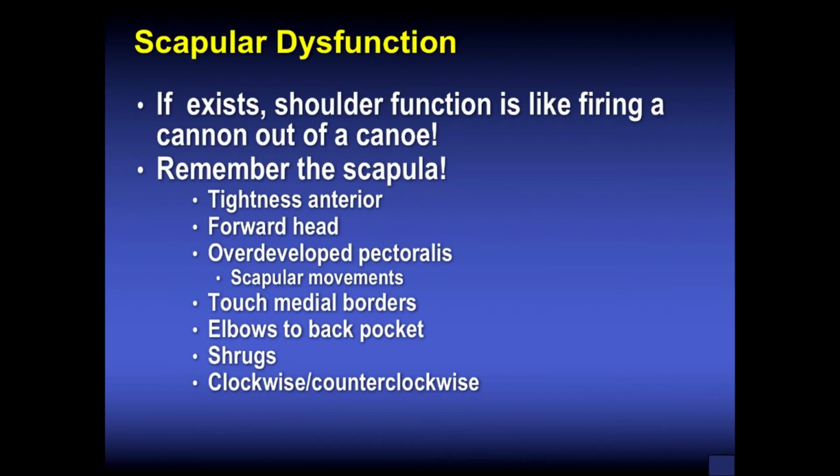You can have tightness anterior of the shoulder. The head can be forward. You can have overdeveloped pectoralis. This all affects the scapula. The scapula may have been abnormal to start off with.